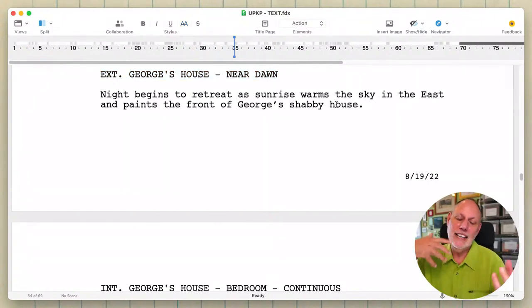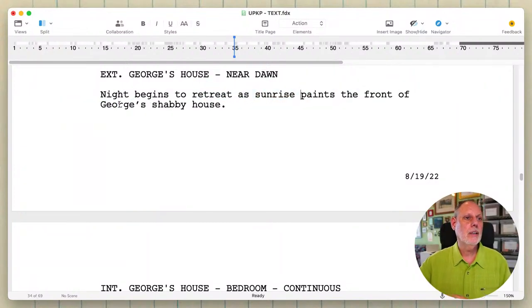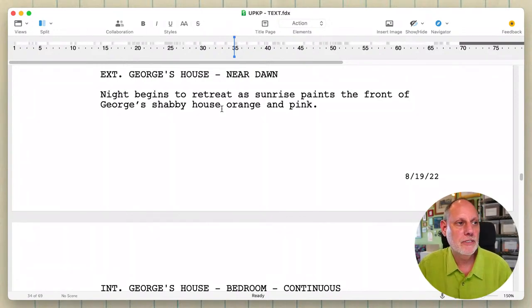But I want to be a little fancy. Let's just take this, though. There we go. Okay, night begins to retreat as sunrise paints the front of George's house orange and pink. That's also good. Yeah, I kind of like that.